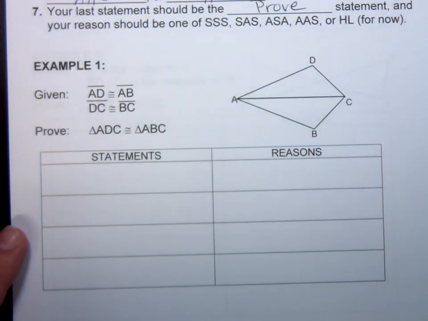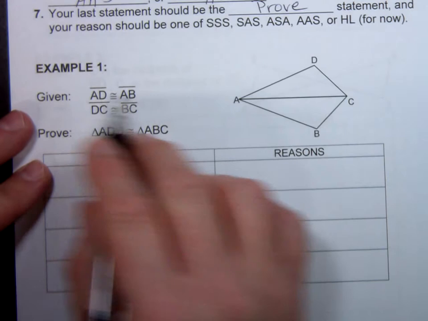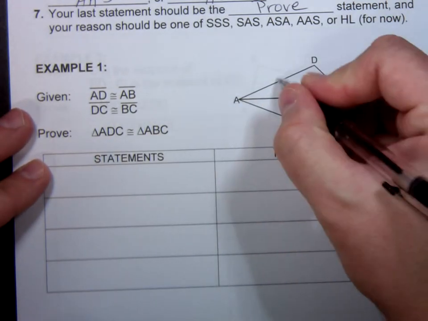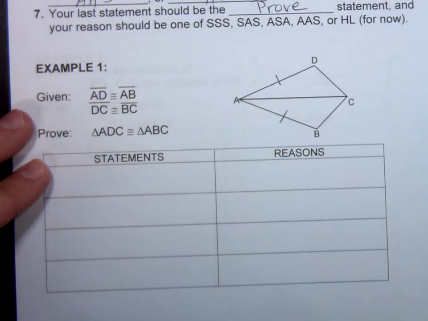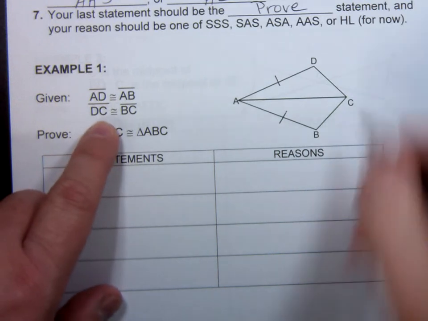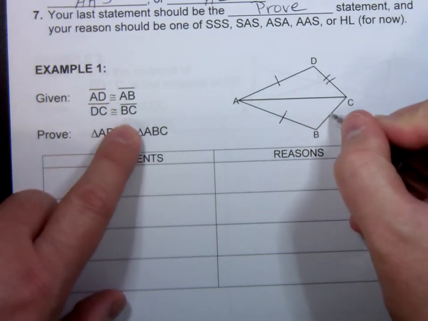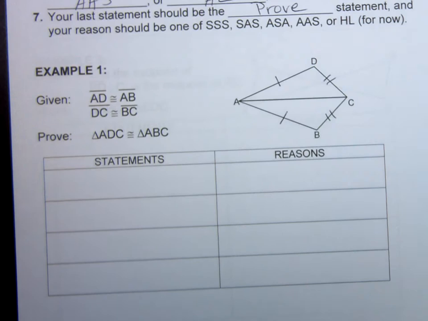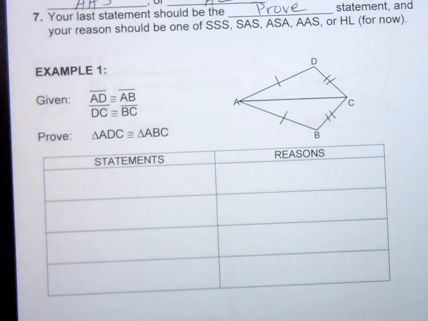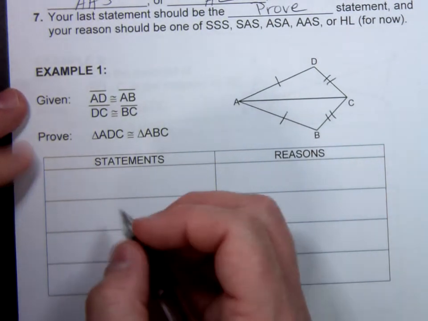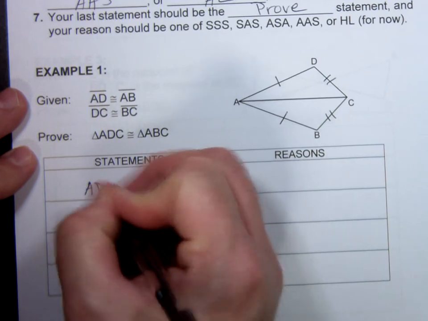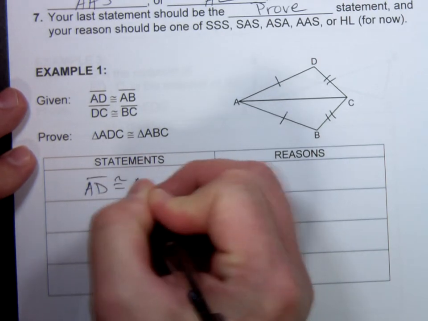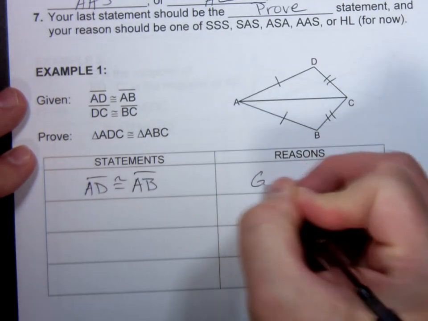Alright, start with what we know. Line segment AD is congruent to line segment AB. First thing I do, label the picture. I'm going to mark those congruent. Then it tells me line segment DC is congruent to line segment BC. So I'm going to go ahead and put the given information in here. Line segment AD is congruent to line segment AB. I know that is true because it was given.